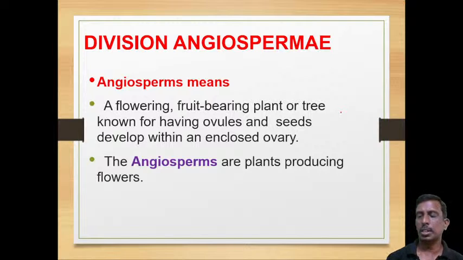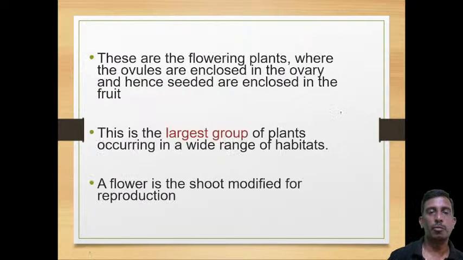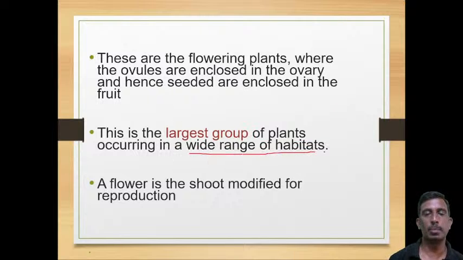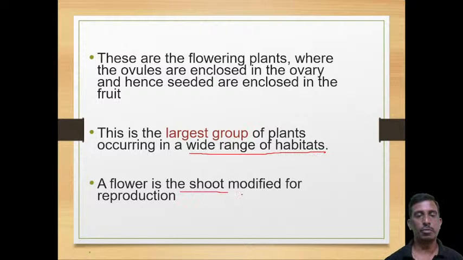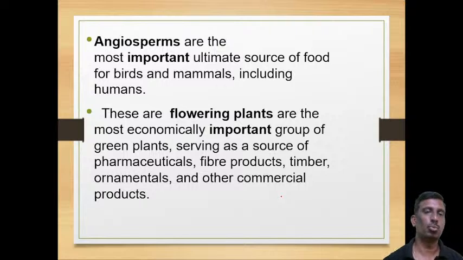And the next division in phanerogamy is Angiosperm. Angio means which has both ovule and ovary. Ovule is covered by ovary. So seed and fruit both are produced. So this is the largest group of plants with a wide range of habitats. Flower is produced, which is a modified shoot.